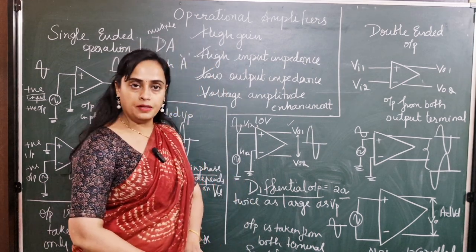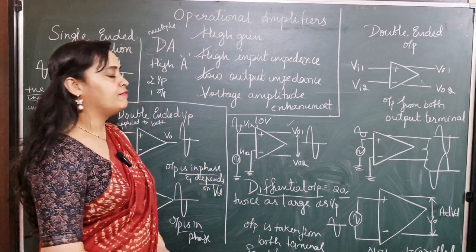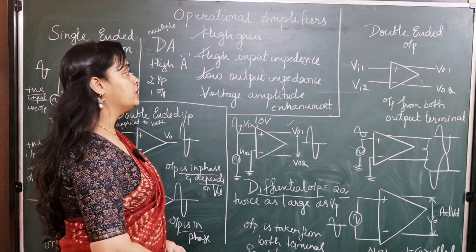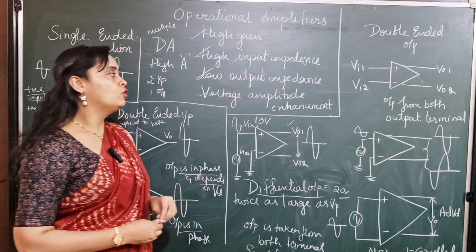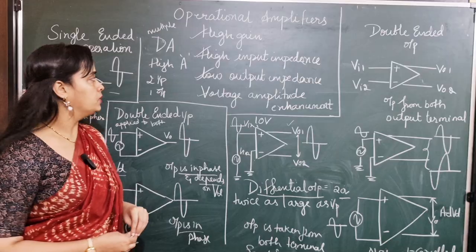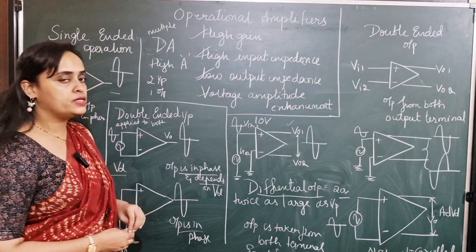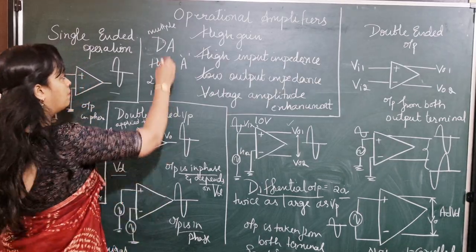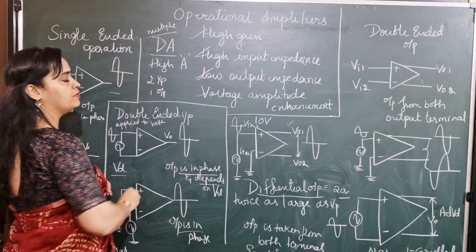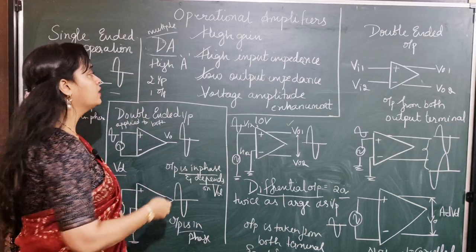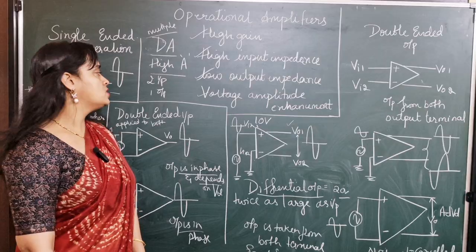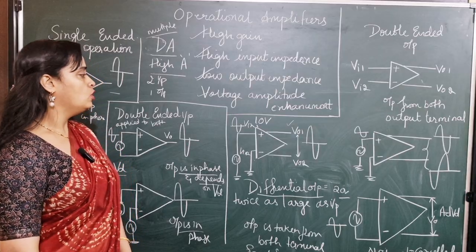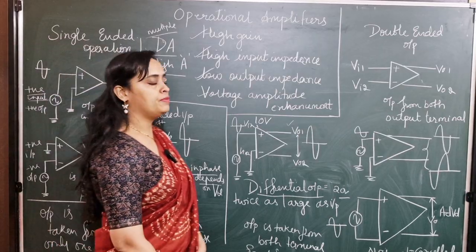An op amp is one which has high gain, high input impedance, low output impedance, and voltage amplitude enhancement. So an operational amplifier basically consists of multiple differential amplifiers which have high gain, and it has two inputs and one output. So this is about the operational amplifier.